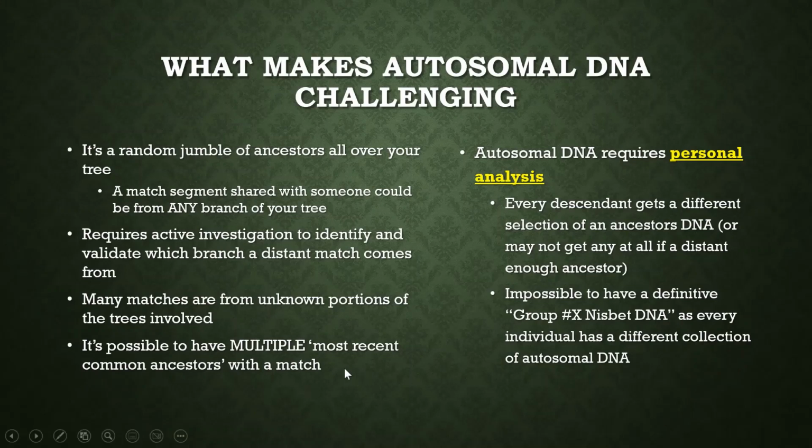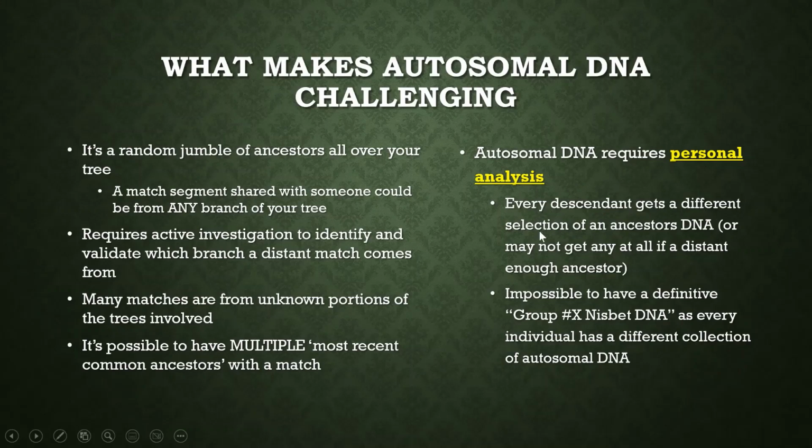It's also possible to have multiple, what we call most recent common ancestors, with a match. So you may be related to some person via multiple different sets of ancestors. With Y-DNA, you've only got one direct paternal line, and so you're generally only going to have one connection with another match, whereas when you're dealing with all branches of your tree, they may intersect in multiple places with someone else's tree. So autosomal DNA in general requires very personal analysis.